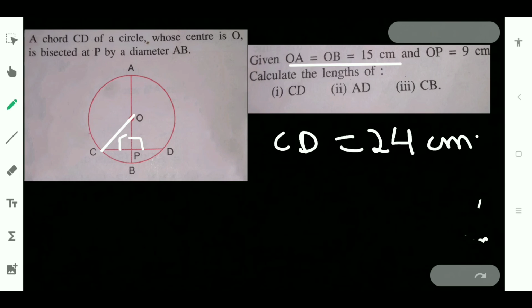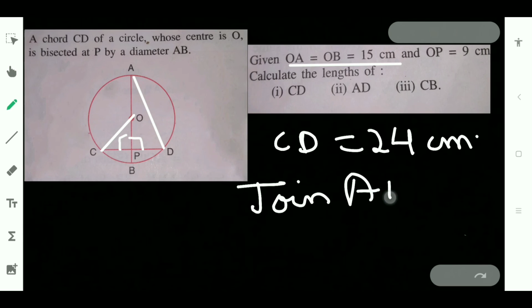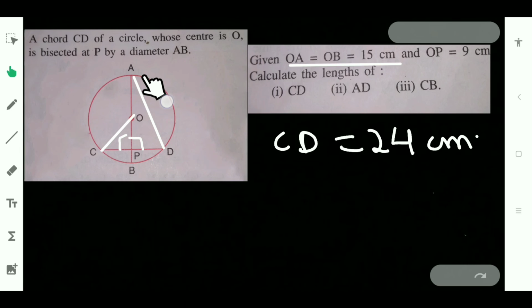This is the first bit. Now we have the second bit, to find the length of AD. So AD is nothing but from this line we have to join here. Join AD. If you want to find the length of AD, first we have to know the length of DP, the length of AP, and then we will know the length of AD.